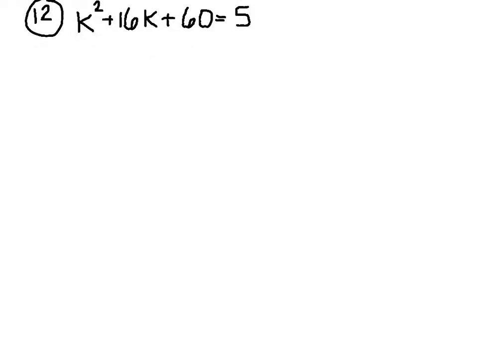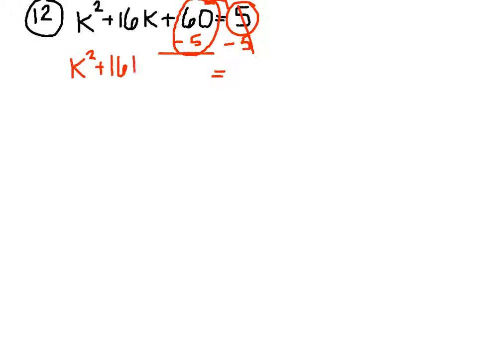Okay, here's number 12. Step 1, even though we didn't need to do it in the last one that I showed you, we do need to make sure we get this 5 to the other side because we want it to equal 0. So to get rid of the 5 on the right, we have to subtract 5 from both sides. And in this equation, this 60 and this 5 are like terms, so we're actually going to subtract 5 from 60. So on the right, we have 5 minus 5, which gives us 0. And on the left, we have k squared plus 16k, and then 60 minus 5 is 55.